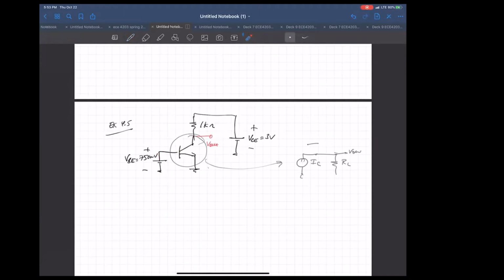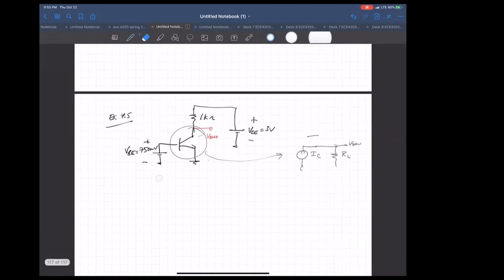So for the example, I'll give you guys a few minutes to try to give this a shot before we work through it together. It says, use an I sub S of 5 times 10 to the minus 16 amps. And the question is, what is V out? What voltage is V out?